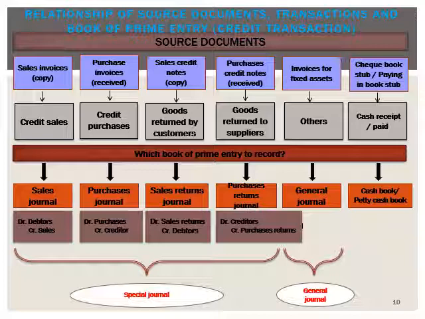Next, purchase invoice received. This document will tell us about the credit purchases. Since this is credit purchases, the transaction will be recorded in the purchases journal. Debit purchases, credit creditors.